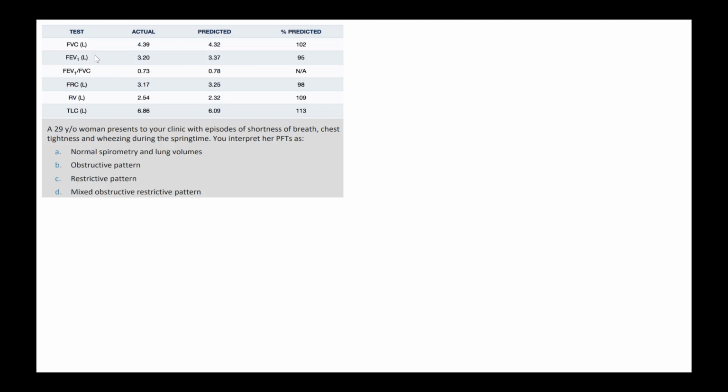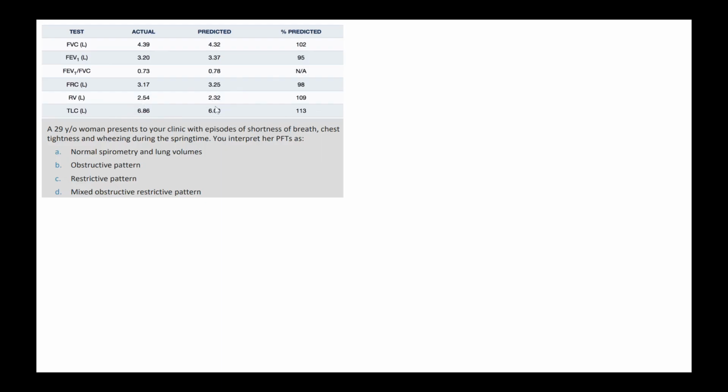If you see the FVC first, the predicted is 4.32, but the actual is 4.39. The percentage of prediction is 102. FEV1 predicted is 3.37, actual is 3.2, so 95% of the predicted is achieved. FEV1 to FVC ratio is 0.73 actual, predicted is 0.78. Percentage not available. FRC is almost normal. Residual volume is also slightly high compared to the predicted value. Total lung capacity is also high compared to normal.